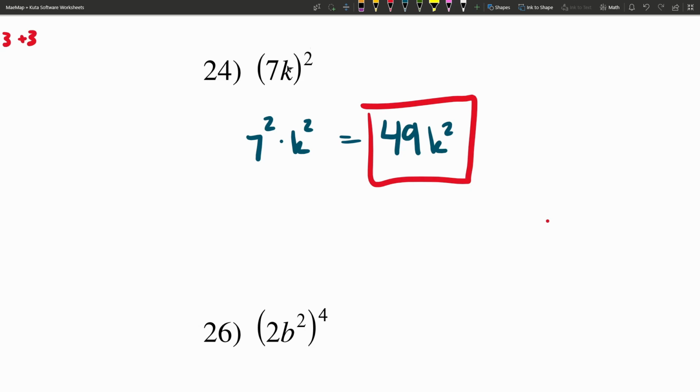Again, thinking about this, as opposed to distributing the exponent, let's think about it as 7k times 7k, because that is 7k squared. 7k multiplied 2 separate times. Here we have 7 times k, which is going to give us 7 squared times k squared, or 49k squared.